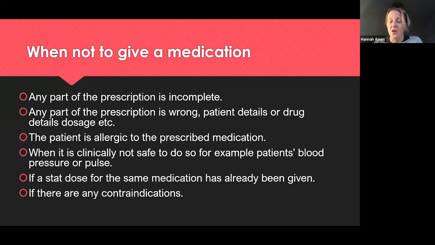And just if there's any contraindications, look out for things such as ibuprofen prescribed for your asthma patient, that's contraindicated. Blood thinners such as warfarin in a patient who's had a subdural haematoma. So just be aware of those contraindications.